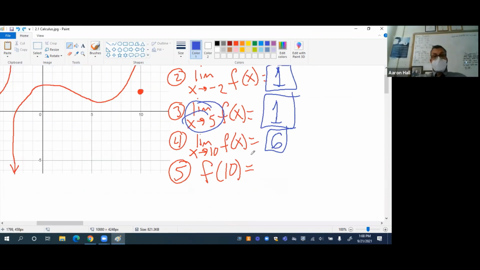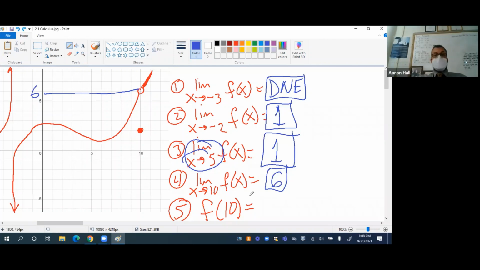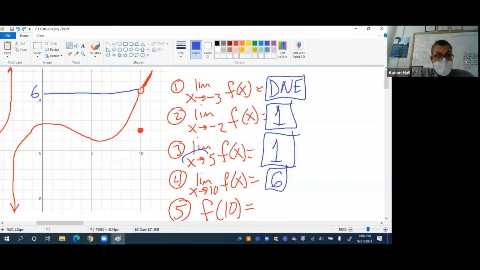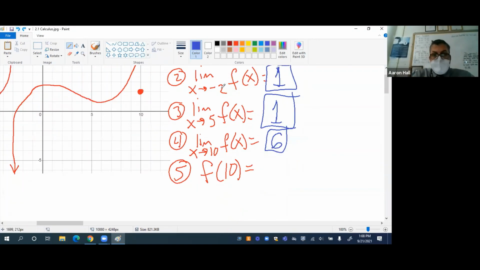All right, is that the same thing as this? Is this 6? No. This is a different notation, right? Yes. This says when x is 10. Do you agree that when x approaches 10 is different from when x is 10? So what's the answer to that? 2. The answer has to be 2. Yep, the answer has to be 2.